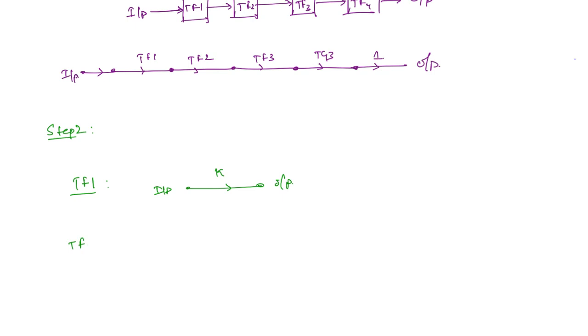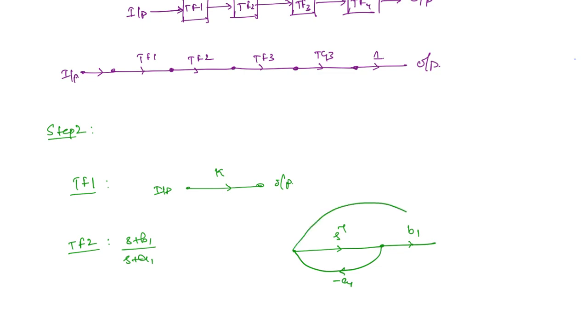Now what is transfer function 2? This is (s plus b1) by (s plus a1). How did we derive this? There was one integrator, s to the power minus 1. You have the gain b1 here, the loop gain minus a1, another forward path of gain 1, and finally the input gain is 1, and here you have the output. This is what we derived using the direct decomposition.